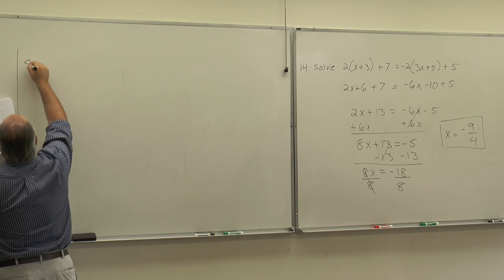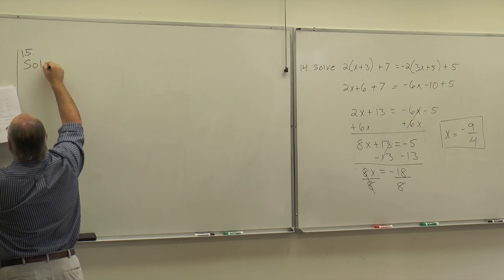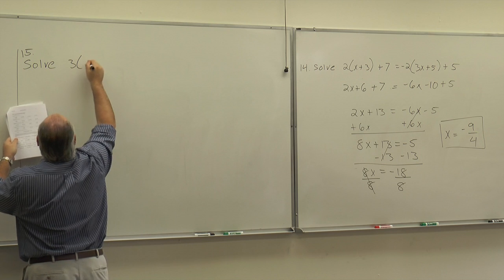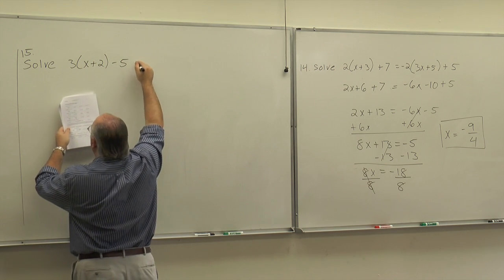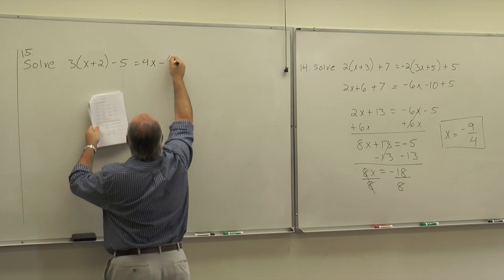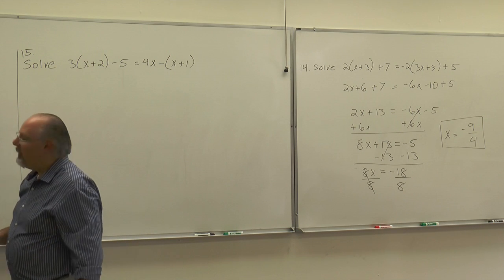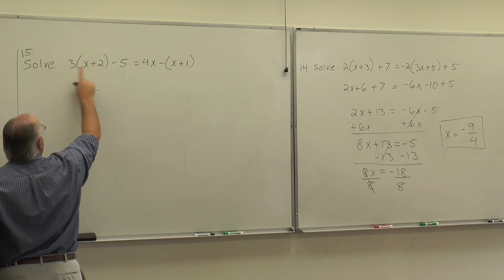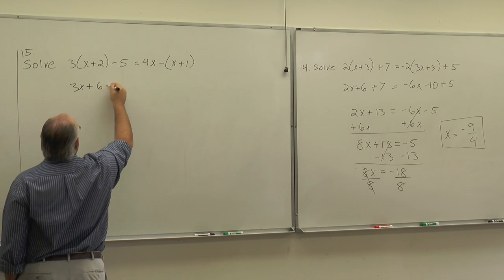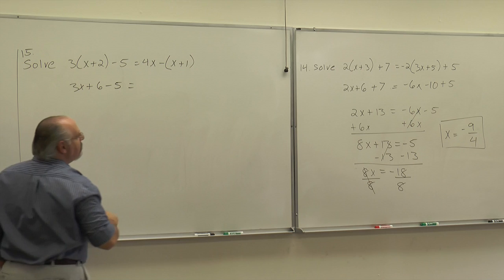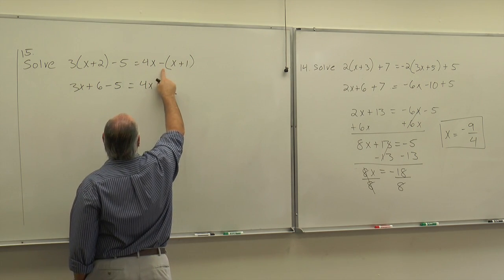So let's solve. This is 15. Let's solve. 3 times (x plus 2) minus 5 equals 4x minus (x plus 1). Well, this has another good thing in it too. So we're going to distribute the 3. So we have 3x plus 6 minus 5. And this is 4x. Now this you got to be careful of.